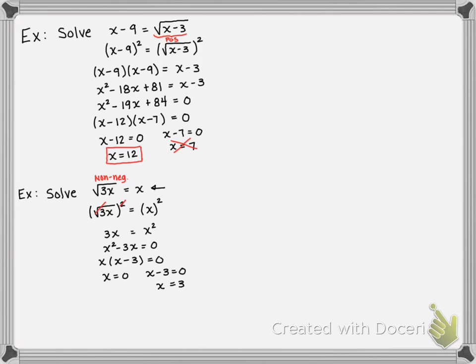So if I put 0 in for x, is the right side negative? No. So this guy's okay. If I put 3 in for x, is the right side negative? This is the right side. So if I put 3 in there, the right side is just 3. So this is a valid solution as well, and so both solutions work.